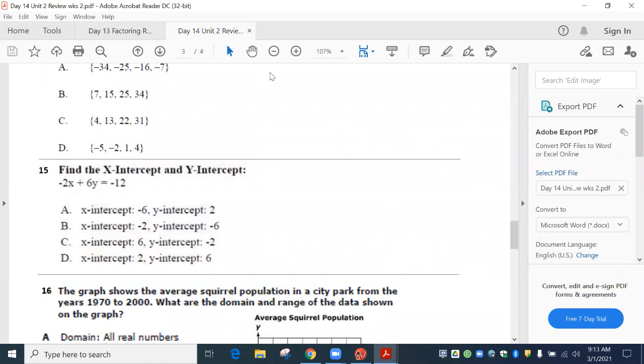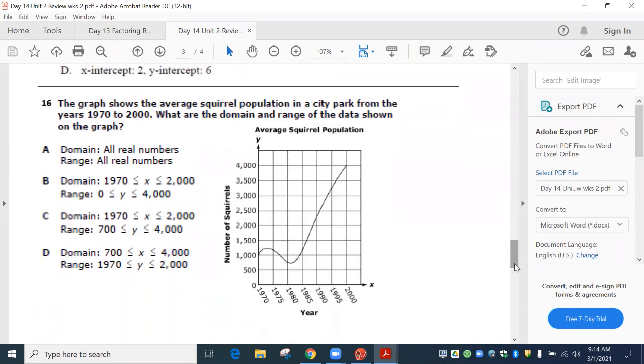So, like I said, some of us can do this and some of us can't. In the end, if you can't, then guess C, move on. Don't stress over it. If you feel like you can do it, then go ahead and do it and plug it in the calculator. All right, number 16.